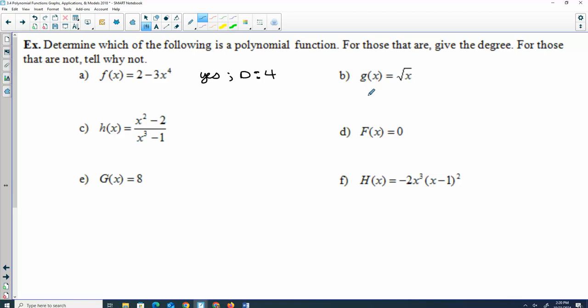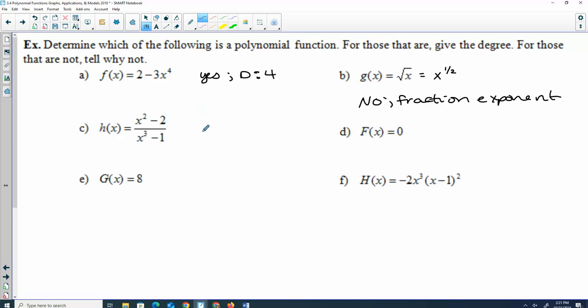Is b a polynomial? A square root is like what power? It's a 1/2. I said exponents have to be whole numbers. Is 1/2 a whole number? So it's that fraction exponent. In general, if it's a polynomial, you're not going to have a variable under a radical of any kind.